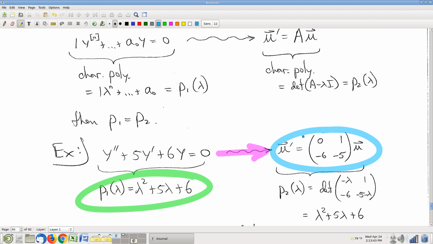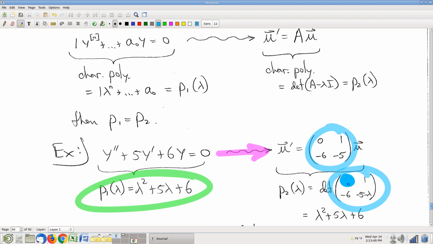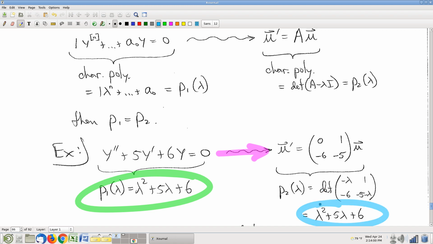And then further from there, take that matrix, right? Subtract lambda on the diagonals. Take the determinant, right? This whole game, and look what comes out. Lo and behold, same characteristic polynomial.